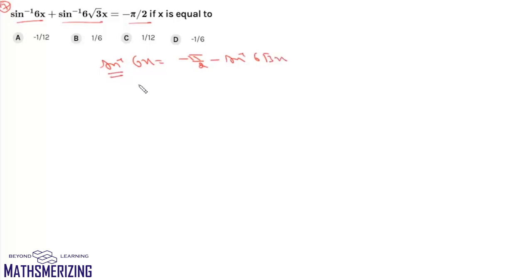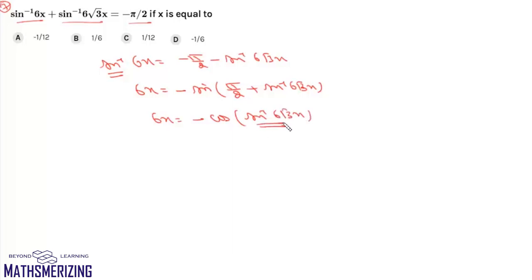Now we'll take sine both sides. We'll write 6x, and sine of minus theta is minus sine theta. So it will be minus sine of pi by 2 plus sine inverse 6 root 3x. So this is 6x, and sine of 90 plus theta is cos theta. So it will be minus cos of sine inverse 6 root 3x. Now we need to change it into cos inverse.